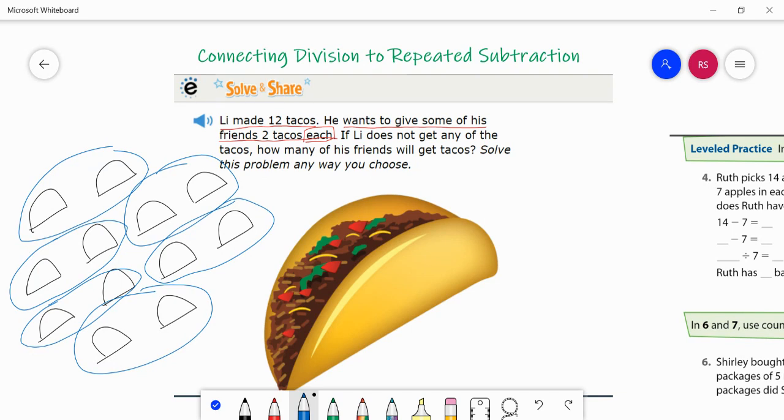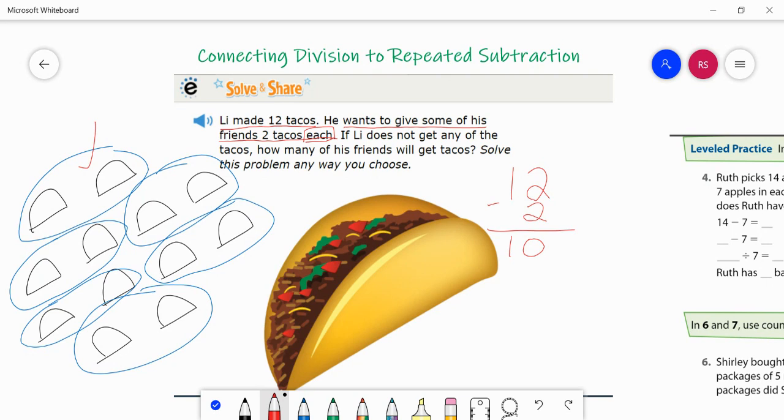So I started with 12 tacos. Then I said, okay, I'm going to give 2 to my first friend, Miss Burak. So I'm going to take away 2. Take away those 2, deliver them to Miss Burak. How many would I be left with then? 12 minus 2 is 10. I could also count the tacos that I have left, right?